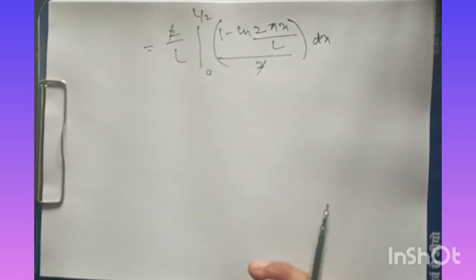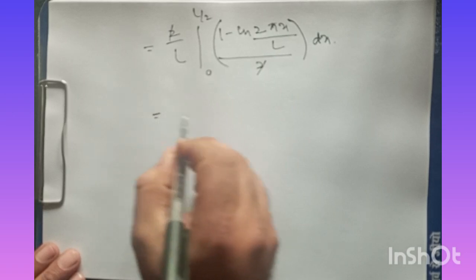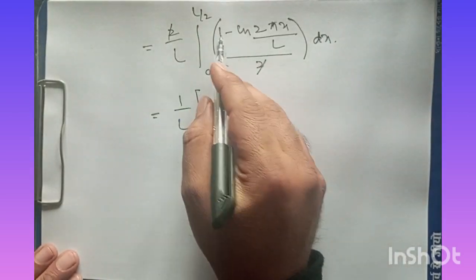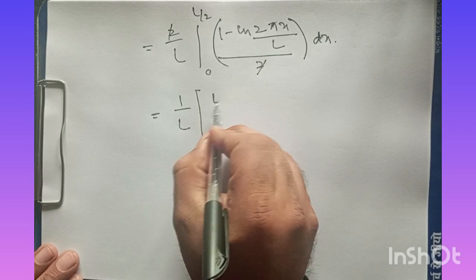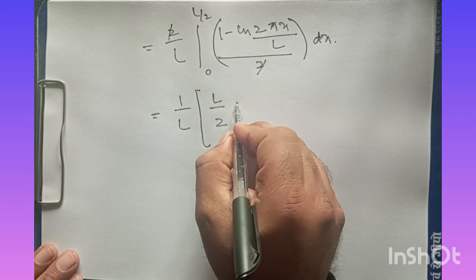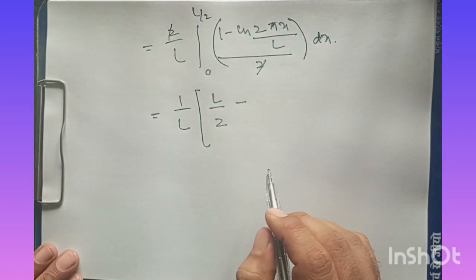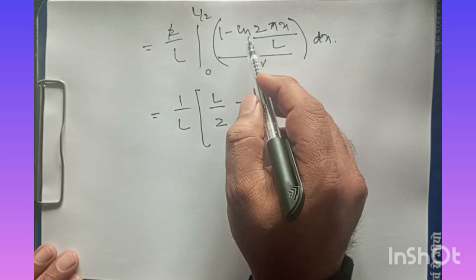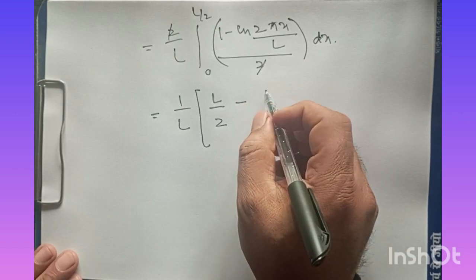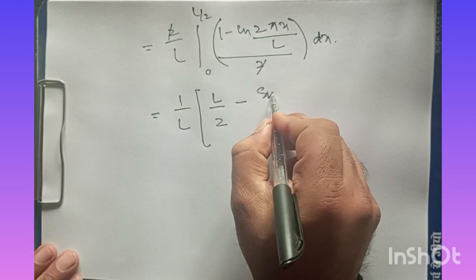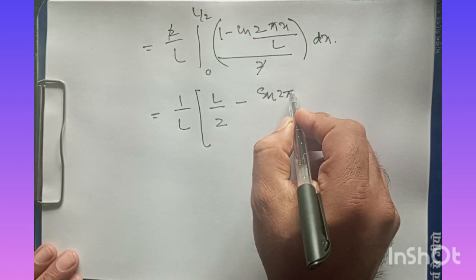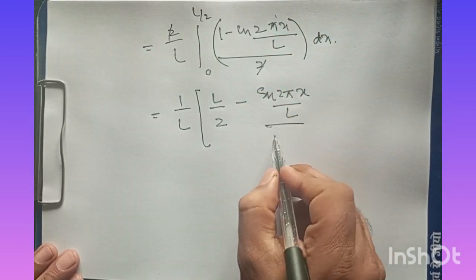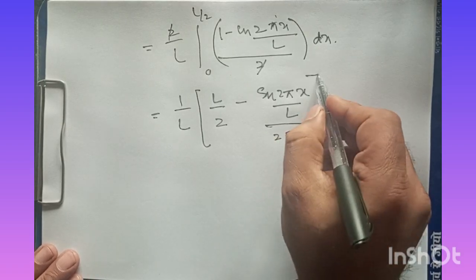So moving on from here, what we will have is 1 by L, and here for 1 dx we will have x, and that will give us L by 2. And here this integral will come out to be 0, and we can proceed from here if we want. What will be the integration of this cos theta? That will be minus sine theta, that is sine 2 pi x by L, divided by the internal derivative of this 2 pi x by L, that will be 2 pi by L. This value should come out to be 0.